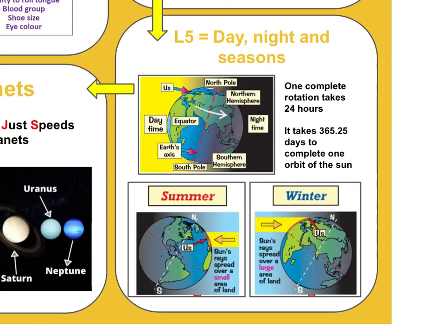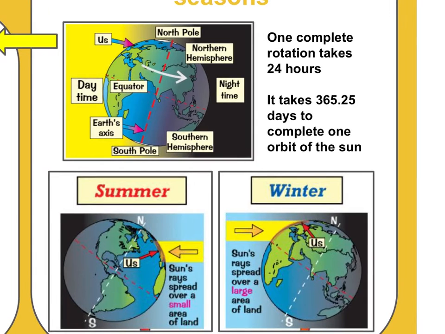Lesson 5 was an exciting one. It was on day, night and the seasons. We need to know that one complete rotation of the Earth takes 24 hours, which is 1 day. And it takes 365.25 days to complete one orbit of the Sun. This is why we've got leap years. Sometimes we take a day out of the year to make up for this 0.25.